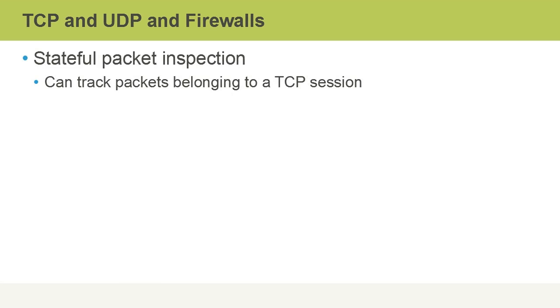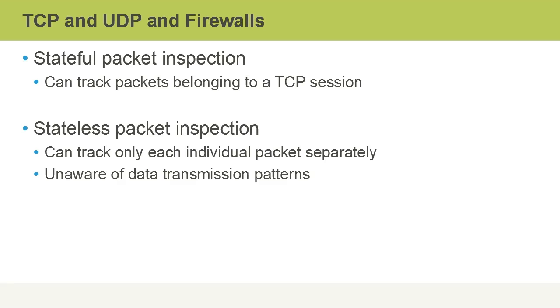There's then the notion of stateful packet inspection. Stateful packet inspection devices can track packets belonging to a TCP session. So they know that a session is established and they don't treat each individual packet as a separate connection, as is the case with UDP. So that would be called stateless packet inspection, where the device is unaware of data transmission patterns. Now, in some cases, when you look at firewall solutions, be they hardware or software based, it might be a stateful packet inspection device or stateless. Ideally, we want a stateful packet inspection device that can do both. In this video, we discussed TCP and UDP.